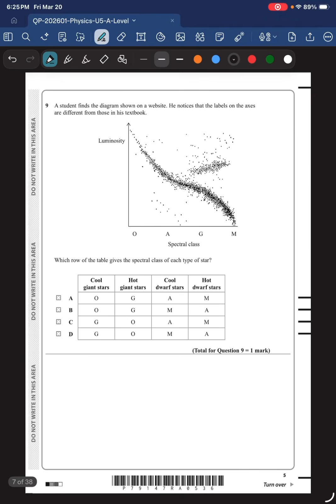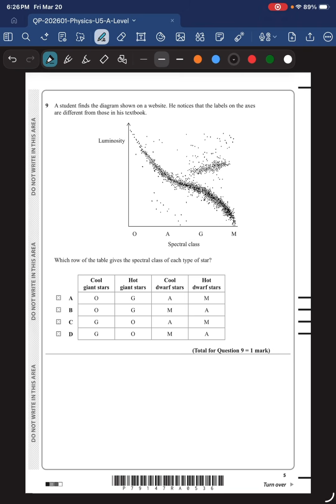Okay, question 9. A student finds the diagram shown on a website. He notices that the labels on the axis are different from those in his textbook. Okay, which row of the table gives the spectral class of each type of star?